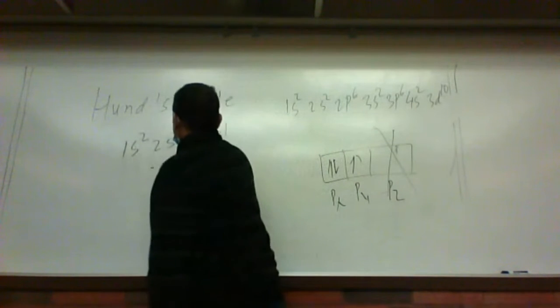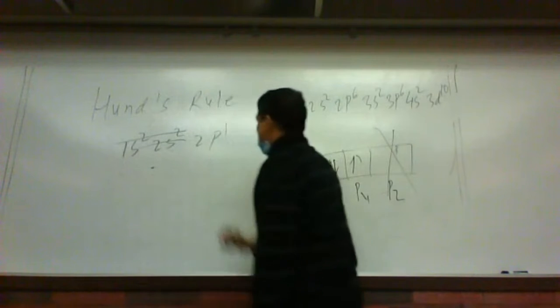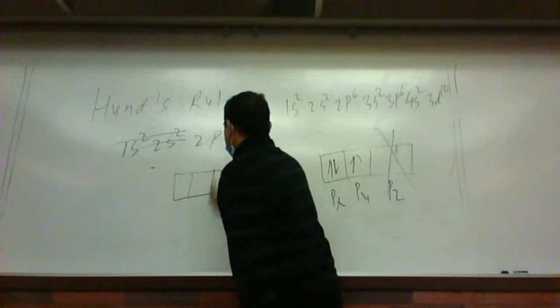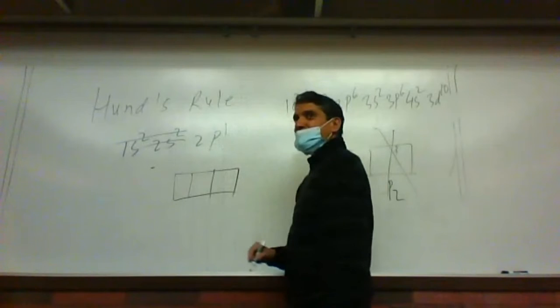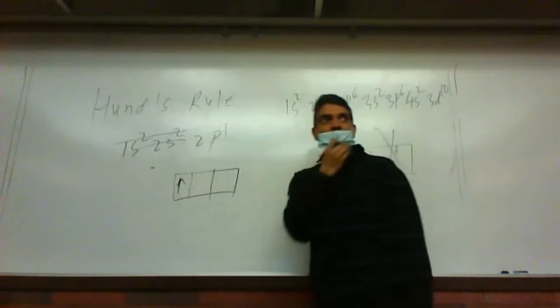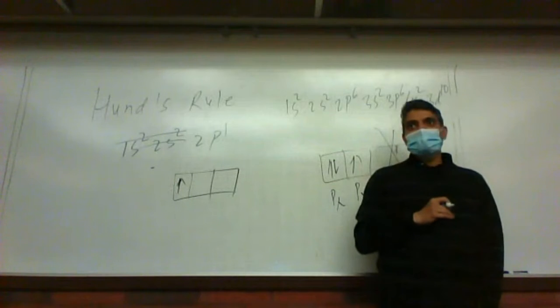So there is no problem here. In these two there is no problem, but only P has a problem, right? So let's say P has 3 seats. Where should I put this electron? In the first box. How should I put it? Pointing upward, clockwise direction. Make sense?